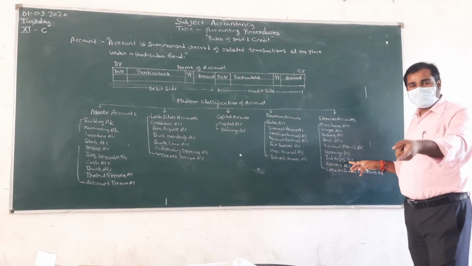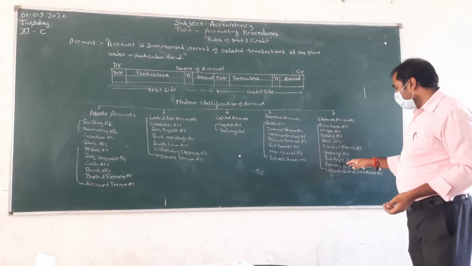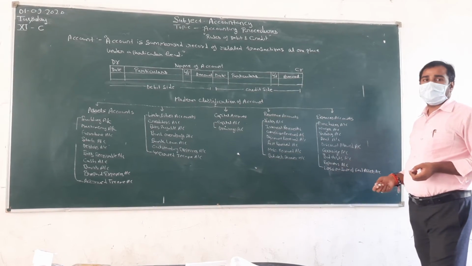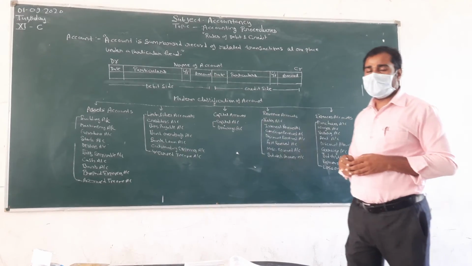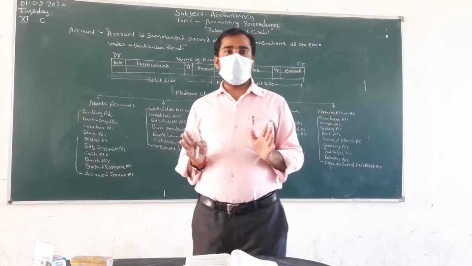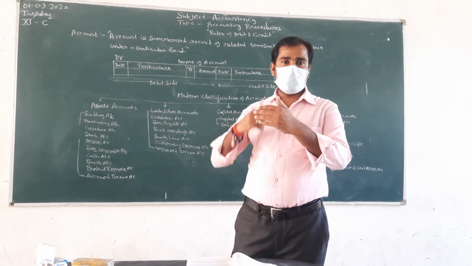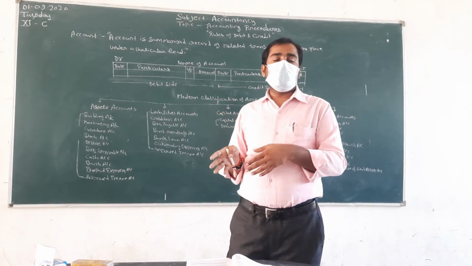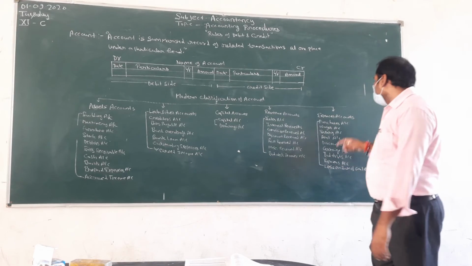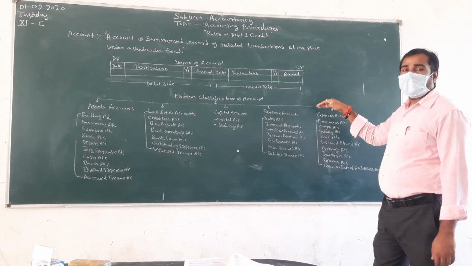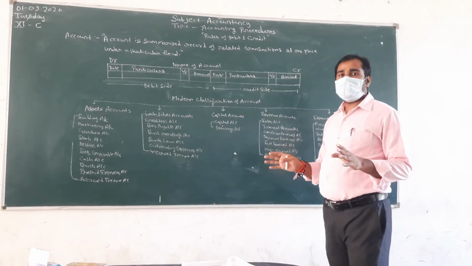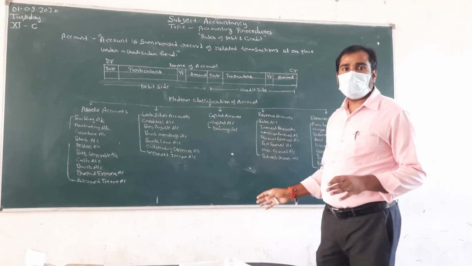Bad debts, I told you previously, the repair account, and the last one is loss on sale of fixed assets. Suppose that we have fixed assets and we sold them in the market, and the cost of the fixed asset is 1 lakh rupees, but we sold it at 90,000. The 10,000 is considered as a loss and it is to be categorized under the expense account, which comes under the modern classification of accounts. Today you just study this classification.